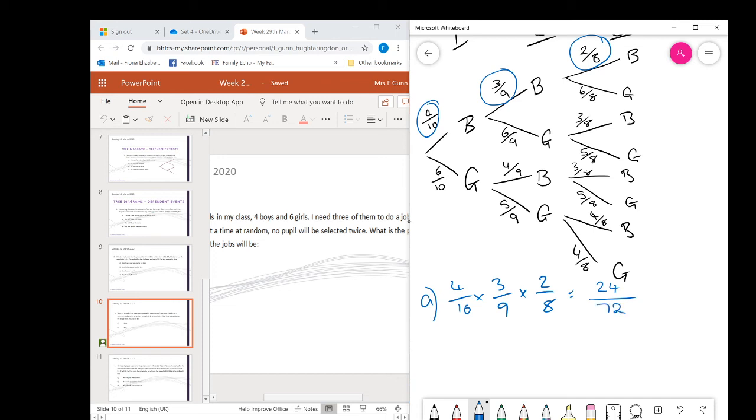I'm worried I made a mistake on one of the other questions earlier. Yeah. And then times it by 10 is that. Now I can cancel it down, but I don't need to. And then part B, I'm going to change the colour of my pen. So part B was girls, girls, girls. So it's 6 over 10 times 5 over 9 times 4 over 8.